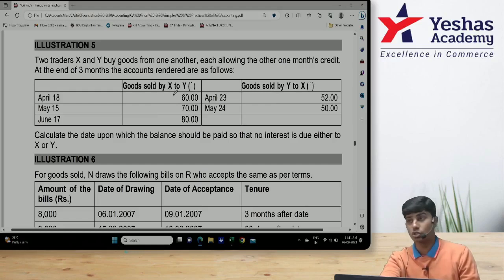Goods sold by X to Y, so for X it is receivable. Goods sold by Y to X, for X it is payable. So take the side of X and then do this: 60, 70, 80 one table, 52 and 50 one table.